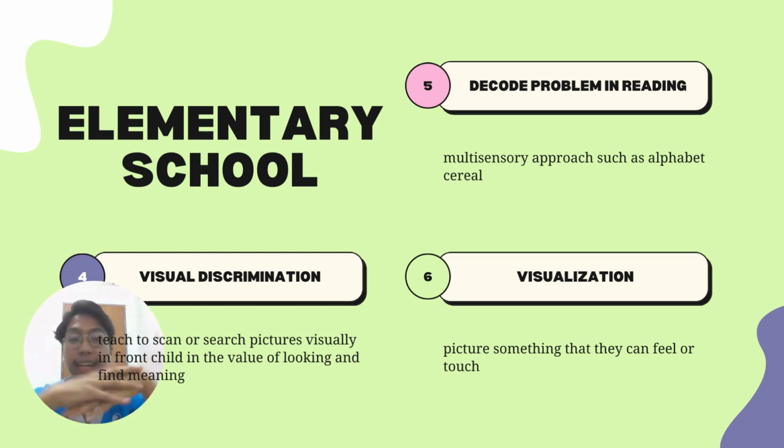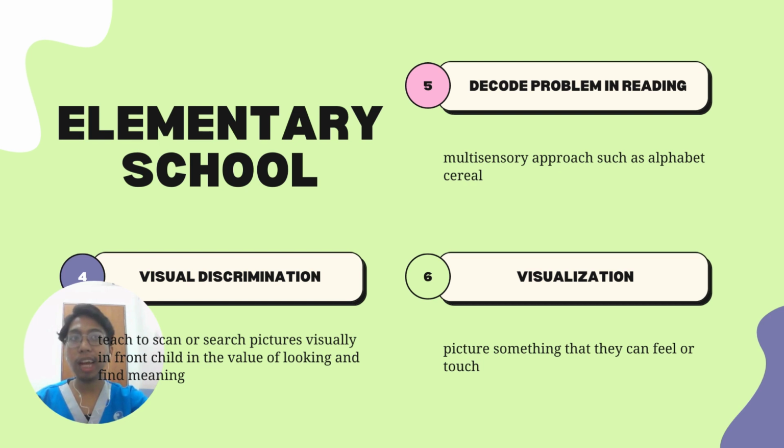And next is visualization, which is picturing something that they can feel or touch. Imagine you ask the kid to imagine an elephant, but they have never felt or touched one. So how can they even visualize it? How can they improve their visual perception? So we can ask them to picture something that they have already touched, maybe a cat. Okay, picture a cat. So this helps them to form an image in their mind, so they know that even when they hear the word, they can still visualize it in their mind.